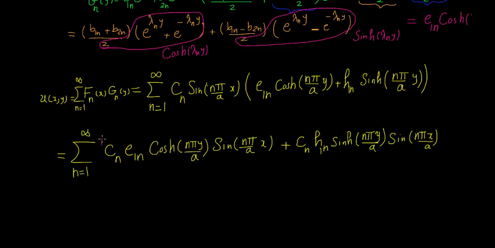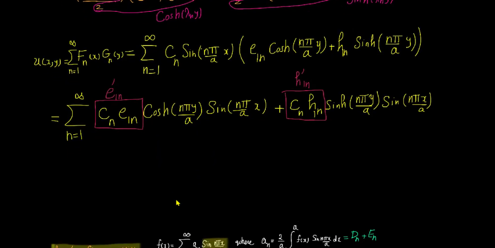Again, we can call the product of cn and e1n and cn and h1n two new names. I will call them e prime 1n and h prime 1n. They're just names. You can put them any name. It doesn't really matter.